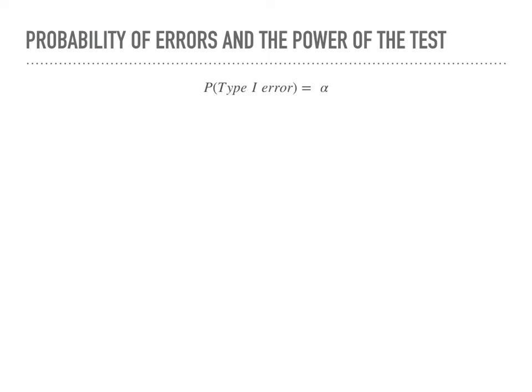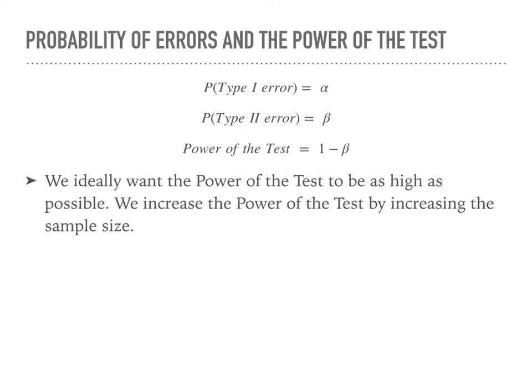The probability of a type 1 error is said to be equal to alpha. We're going to see alpha more later on. The probability of a type 2 error is equal to beta. Now the power of the test is equal to 1 minus beta. Ideally, we want the power of the test to be as high as possible.